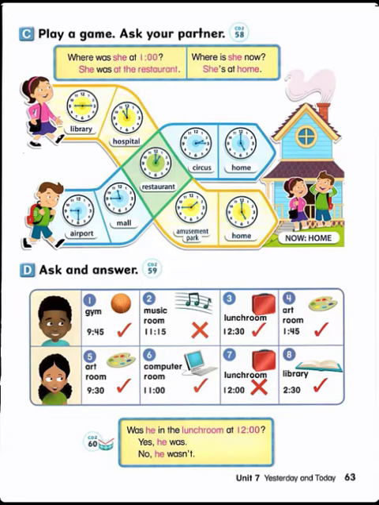Page 63. Drum track. Was he in the lunchroom at 12 o'clock? Yes, he was. No, he wasn't. Was he in the gym at 9:45? Yes, he was. Was he in the music room at 11:15? No, he wasn't. Was he in the lunchroom at 12:30? Yes, he was. Was he in the art room at 1:45? Yes, he was.